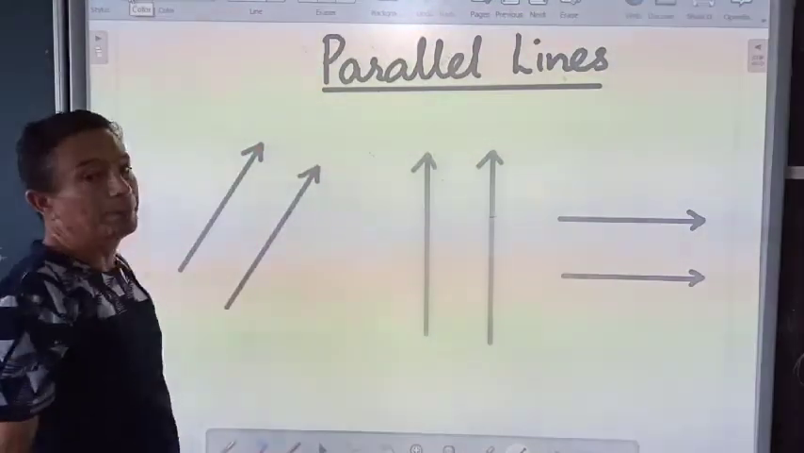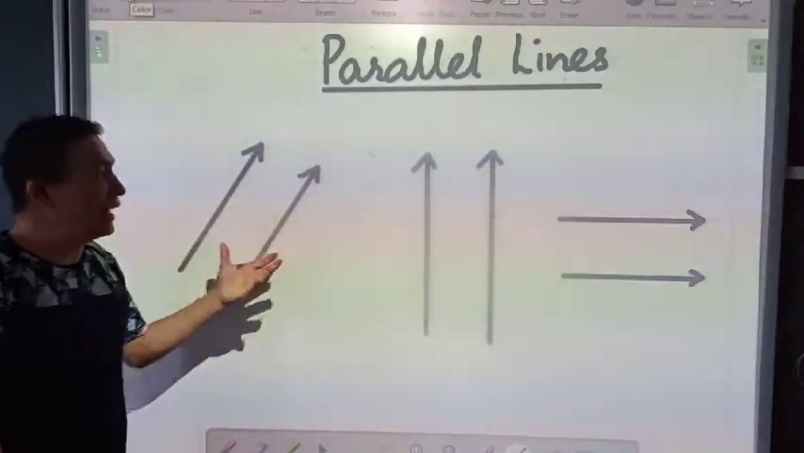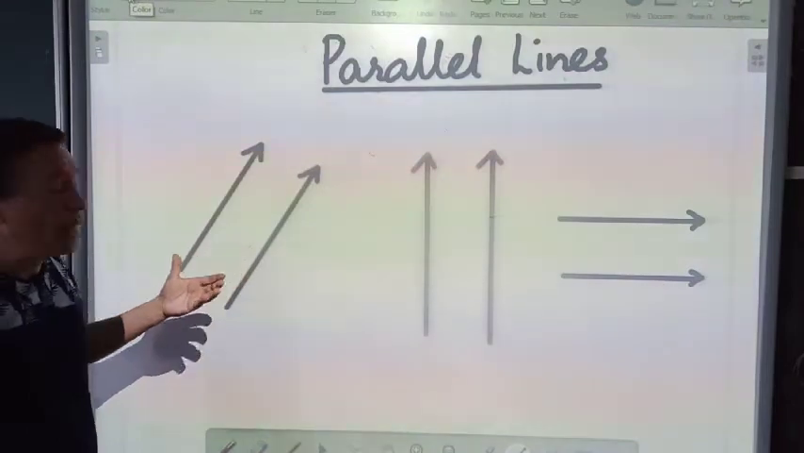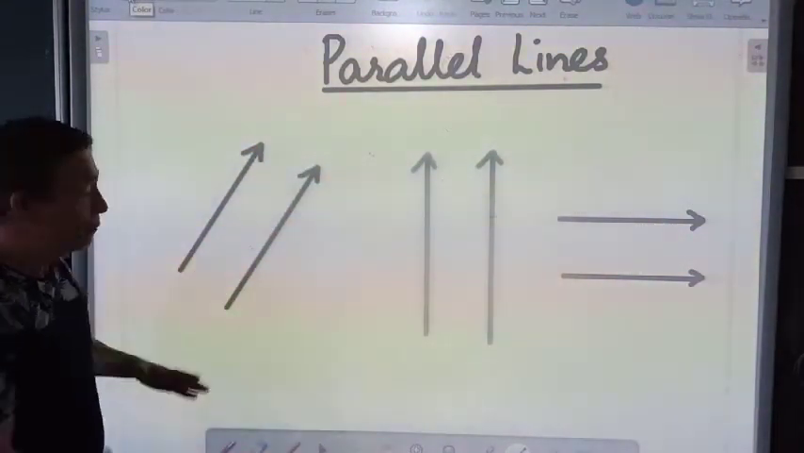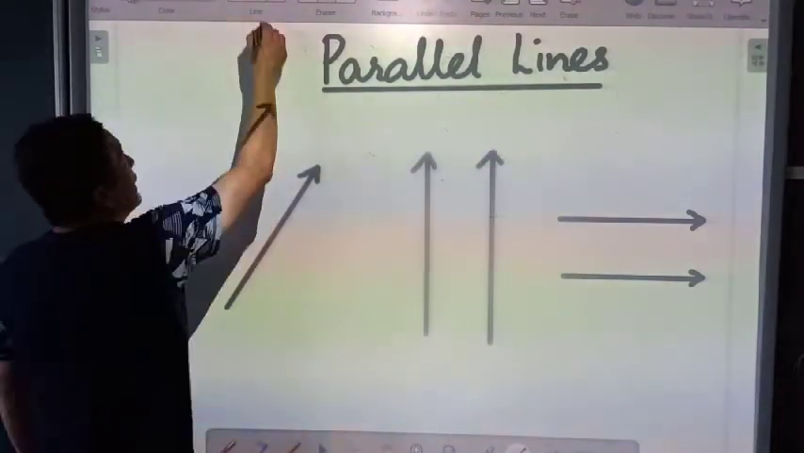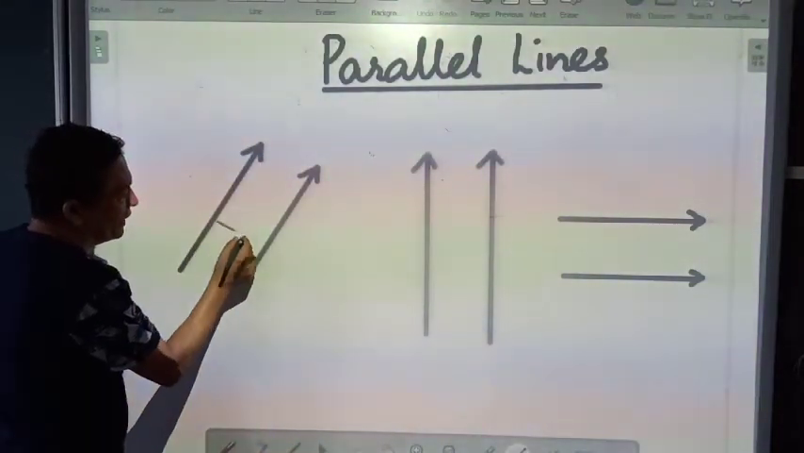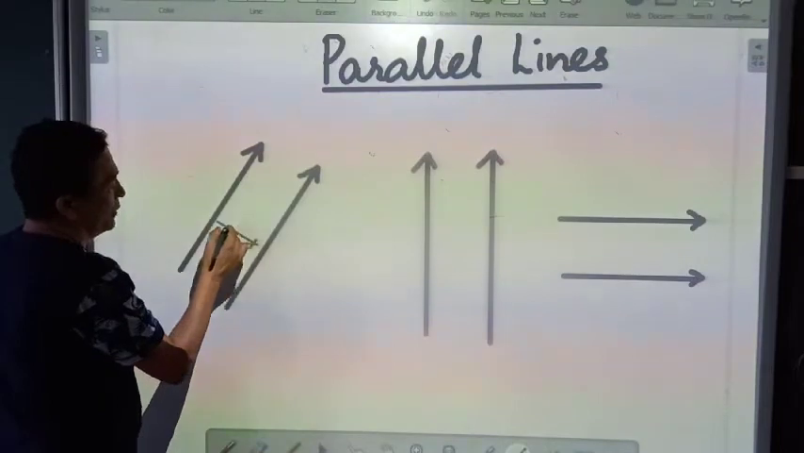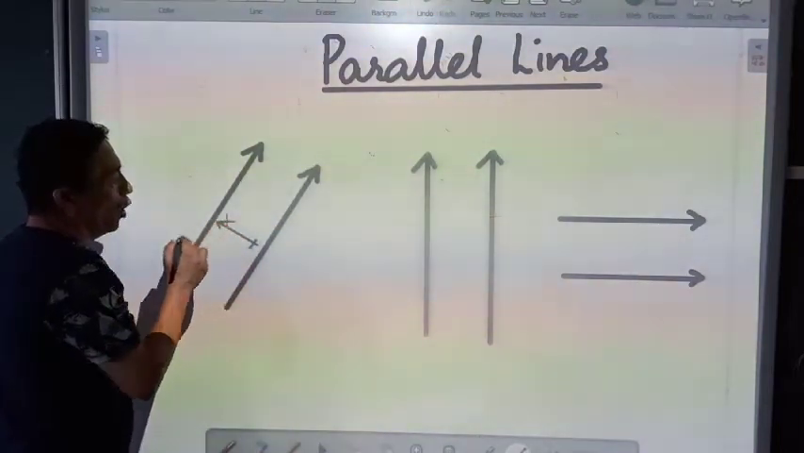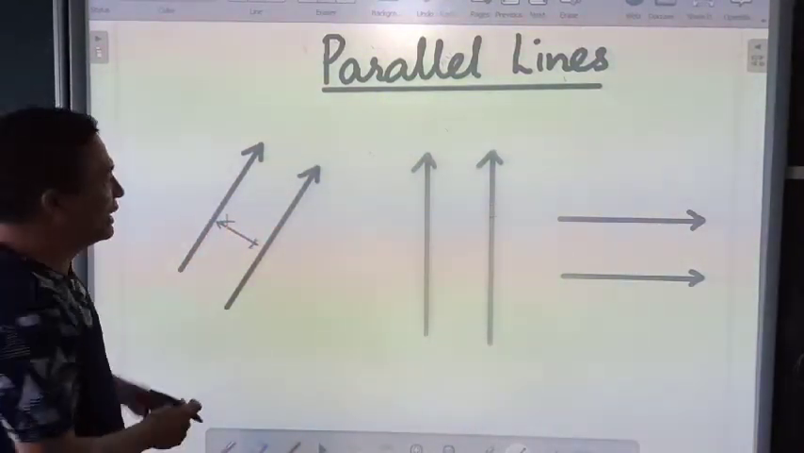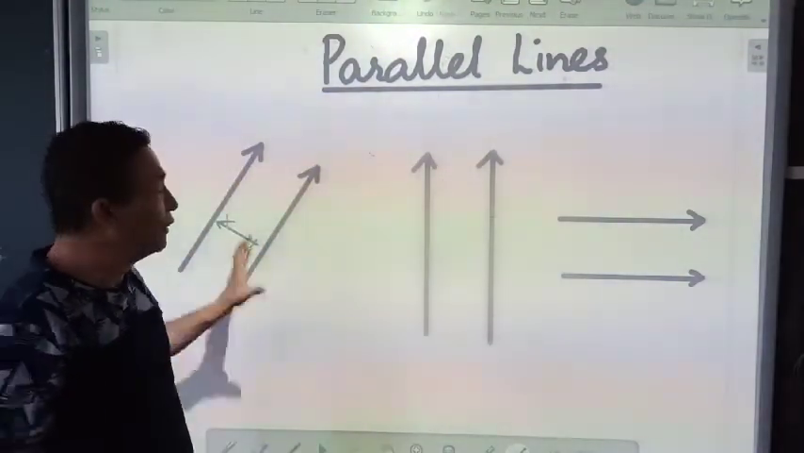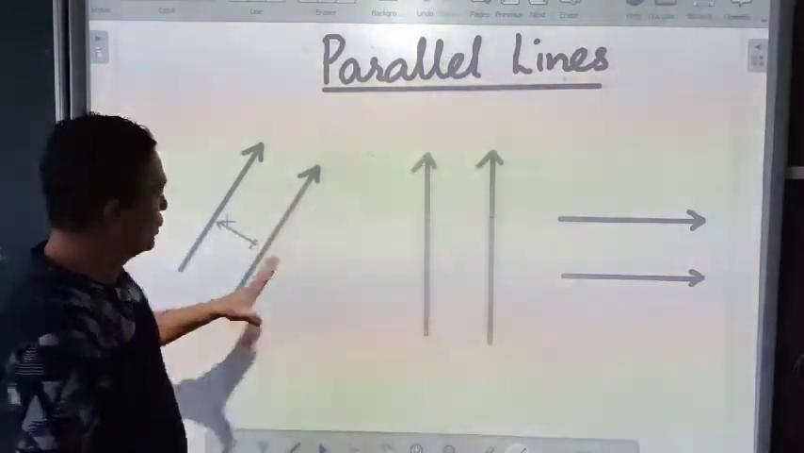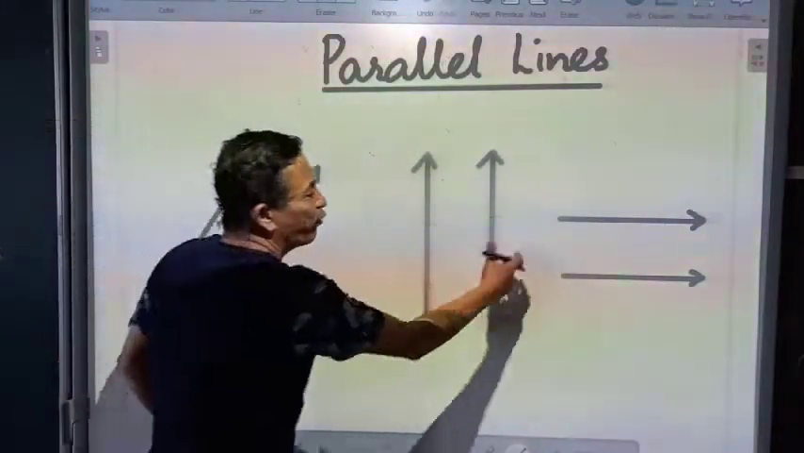Now, what are parallel lines? Parallel lines are lines which could move in any direction, but what we have to keep in mind is that the distance between these two lines will always remain the same. In other words, the two lines do not touch each other even when extended. So the parallel lines could be in any form.